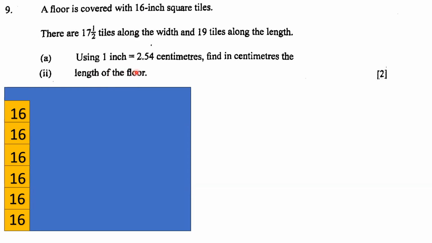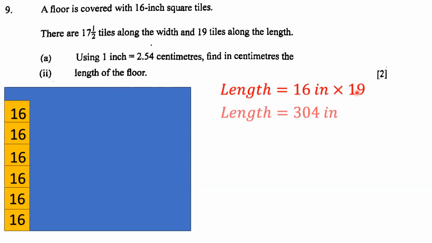And so if we want to figure out the length of the floor, we have to take 16 inches and multiply it by 19. And so 16 times 19 is going to be 304 inches. But they don't want it in inches. They want the length in centimeters.